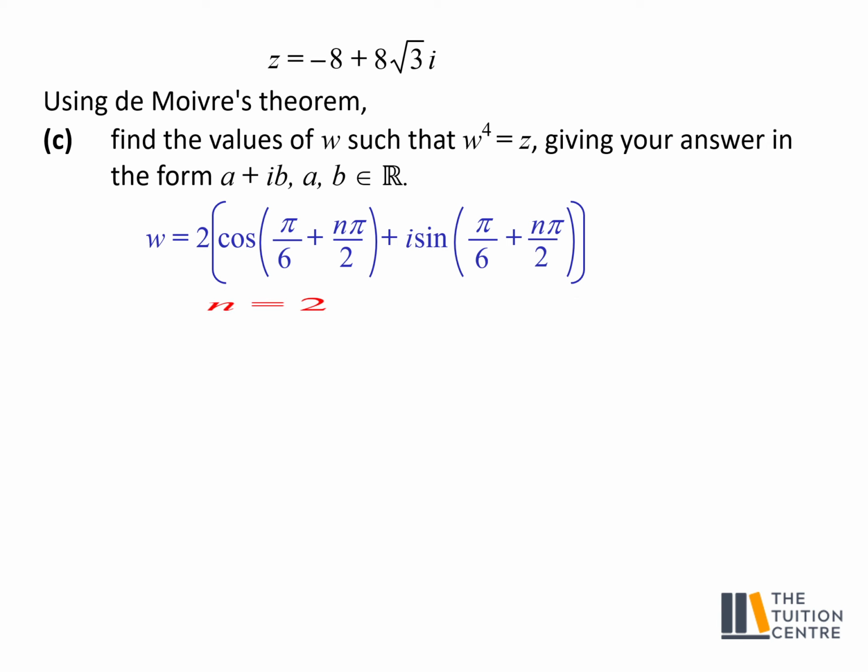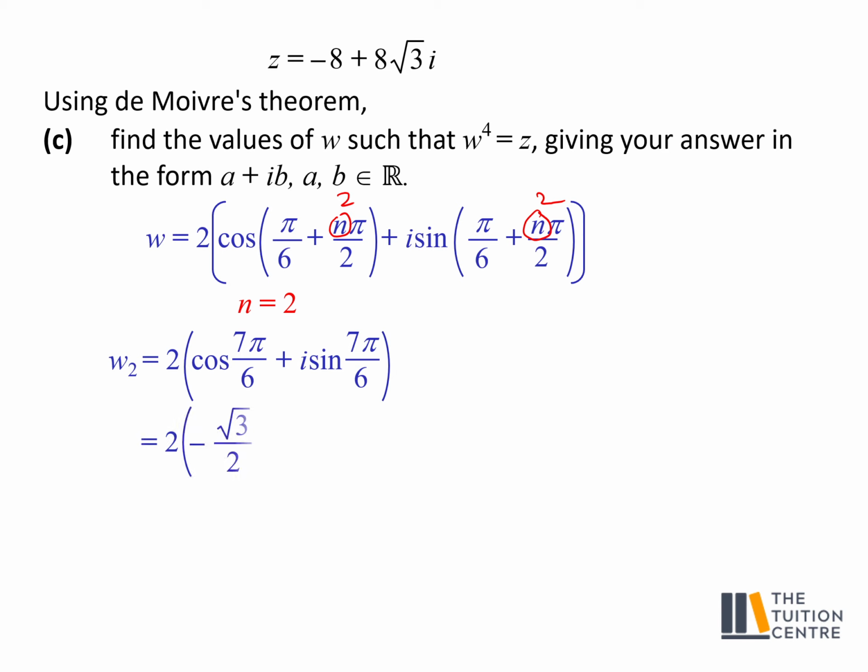I do the same here then for n equals 2. So if you're putting in n equals 2 here and here, the 2's will cancel into each other. So you're going to get pi over 6 plus pi, that's 7 pi over 6. That gives you, when you type it into the calculator, cos of 7 pi over 6 is minus root 3 over 2. Sine of 7 pi over 6 is minus a half. So you're going to end up with minus root 3 minus i.